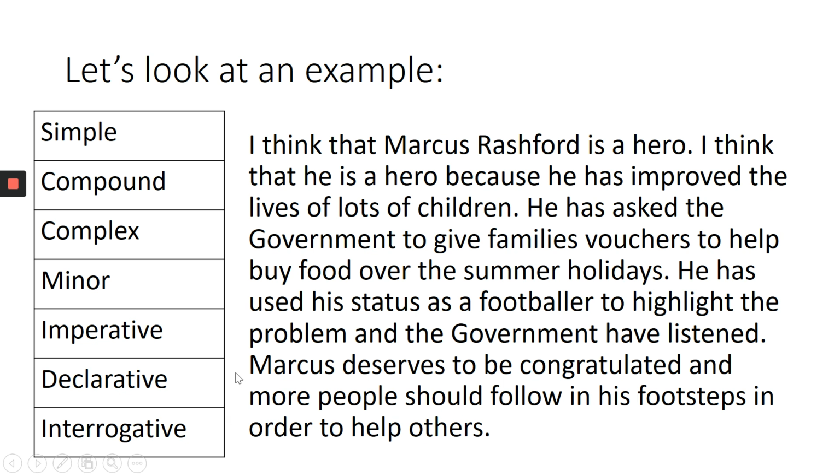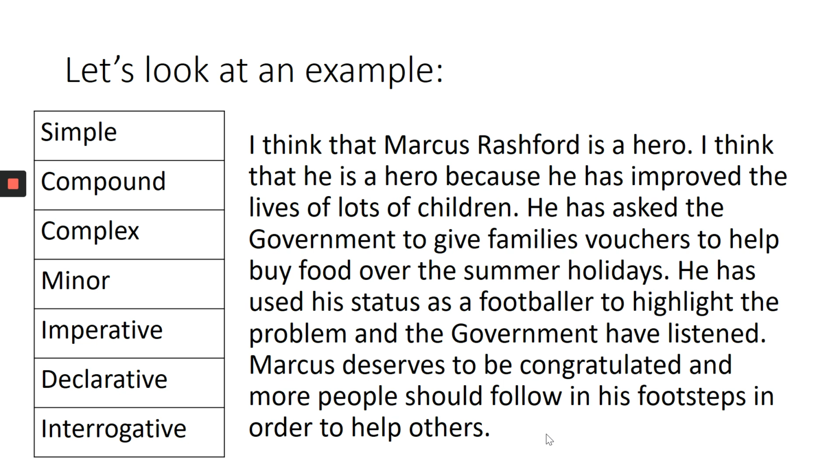It says, I think that Marcus Rashford is a hero. I think he's a hero because he's improved the lives of lots of children. He has asked the government to give families vouchers to help buy food over the summer holidays. He's used his status as a footballer to highlight the problem, and the government have listened. Marcus deserves to be congratulated, and more people should follow in his footsteps in order to help others.